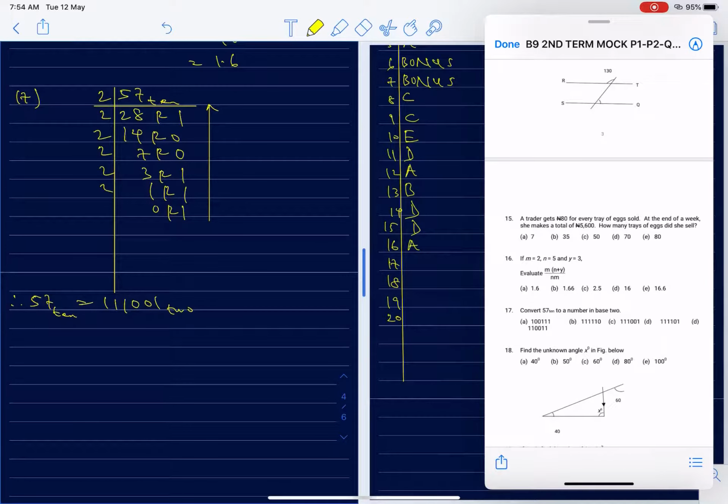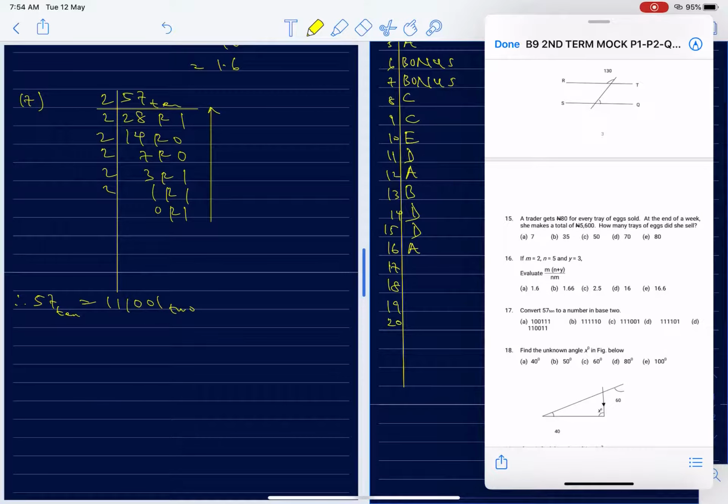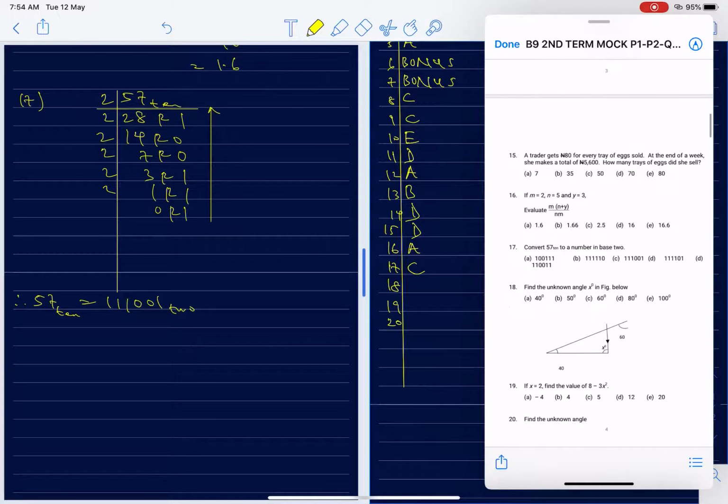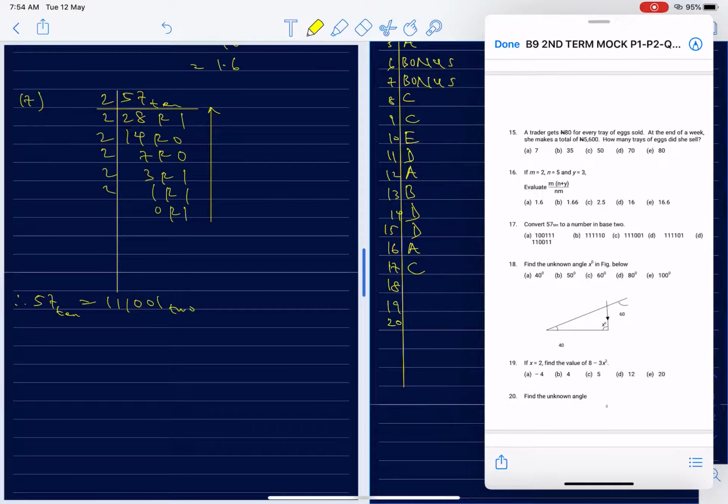111001 base 2. So what's the correct option? What's the option that represents that? That's C, 111001 base 2. Number 17 is C. Now to number 18, find the value of x. That's a bonus because the diagram is not clear. Number 18 is a bonus.